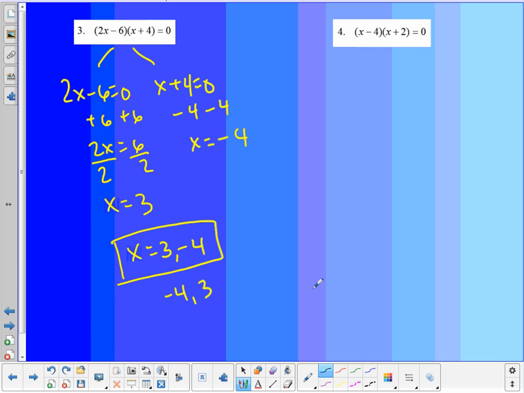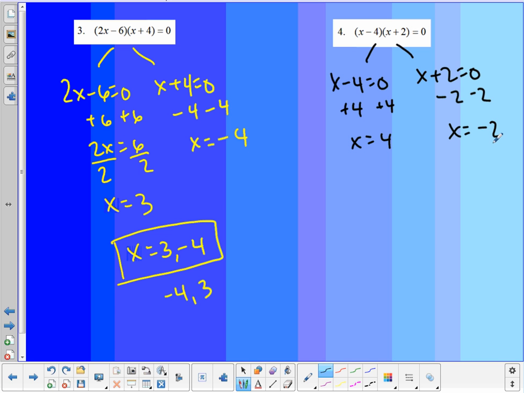Let's take a look at number 4. I'm going to split my two products: x minus 4 equals 0, and x plus 2 equals 0. I'm going to add 4 to both sides, and I get x equals 4, and then subtract 2 from both sides, and I get x equals negative 2. So my two solutions are 4 and negative 2.